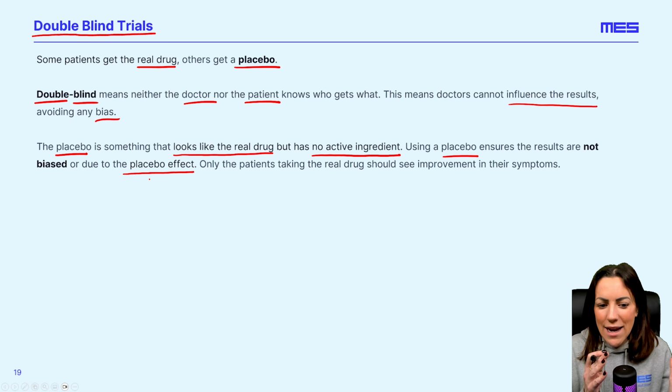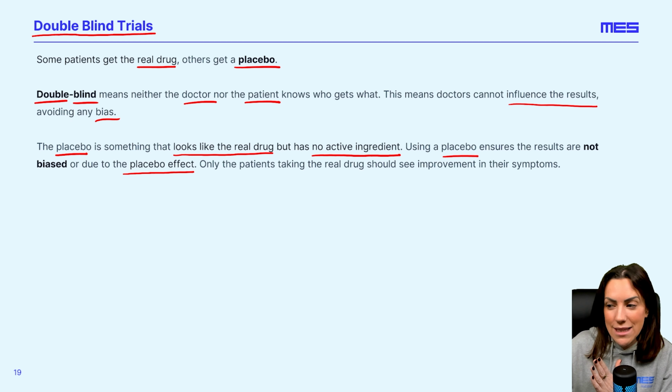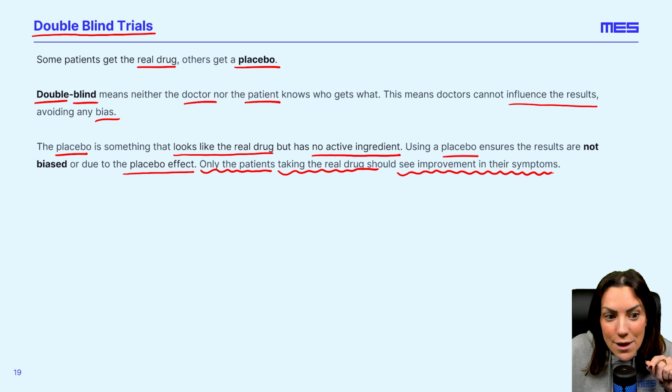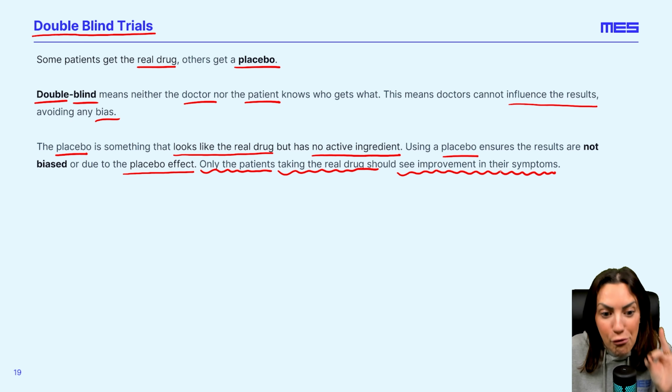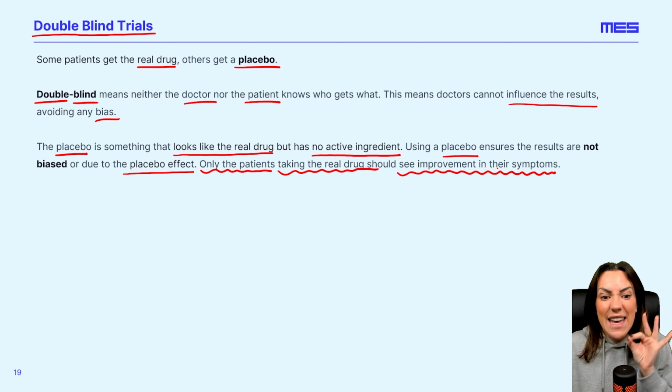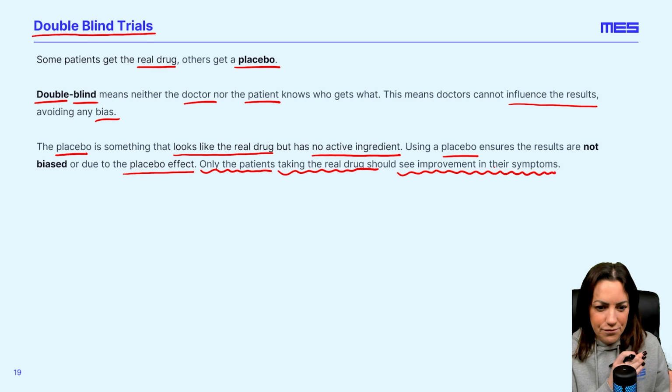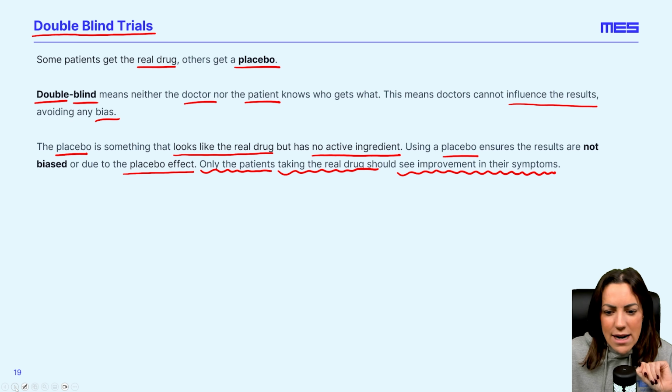But because half the patients are getting the real drug and half the patients are getting the placebo, only the patients taking the real drug should see real improvement in their symptoms. And that is going to provide proof or evidence that the real drug is effective. So we're really checking its efficacy. Does it really work? Do we see a real improvement in the symptoms of the patients getting the real drug compared to the patients getting the placebo? Okay. So it's really, really important. It helps to avoid bias and prove that the drug is actually working.